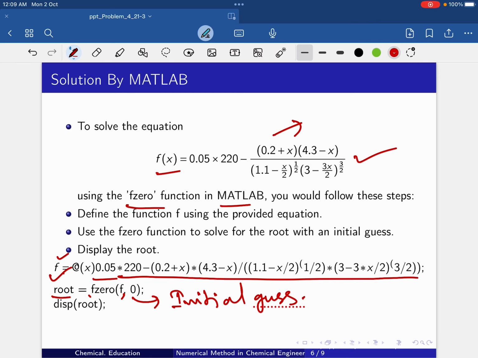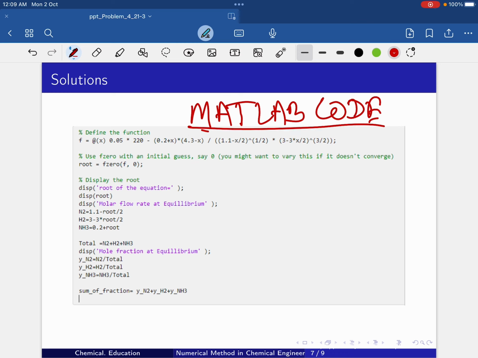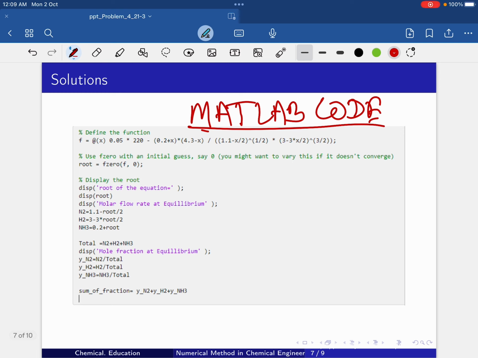Now here I am giving the MATLAB code. You can type and run this code and you will get the answer. So here the root of the equation is 1.4691, and then for the molar flow rate at equilibrium, I am using nitrogen is equal to 1.1 minus x by 2. Here x is nothing but the root.